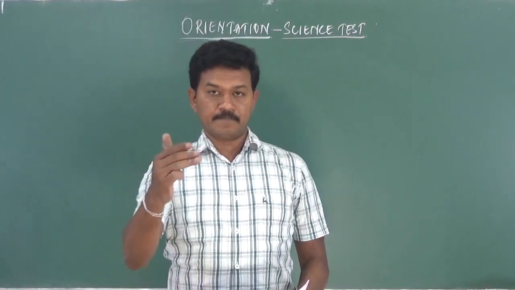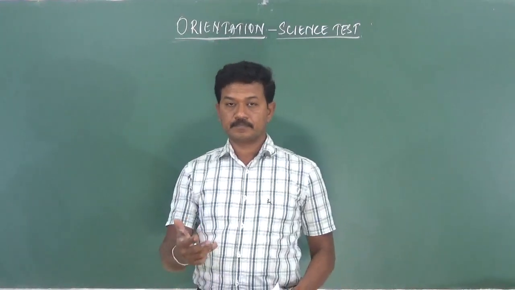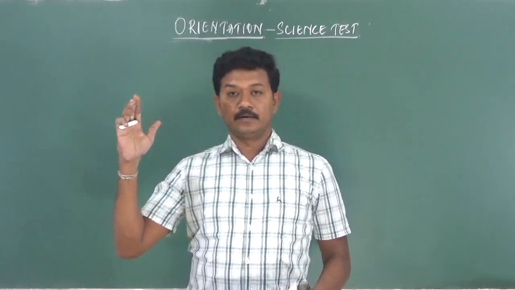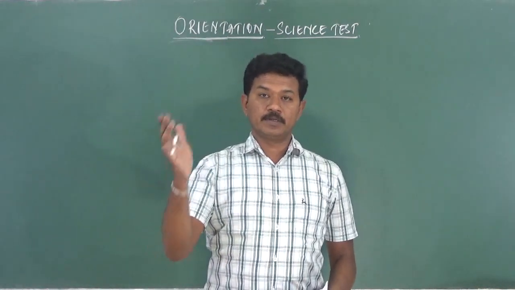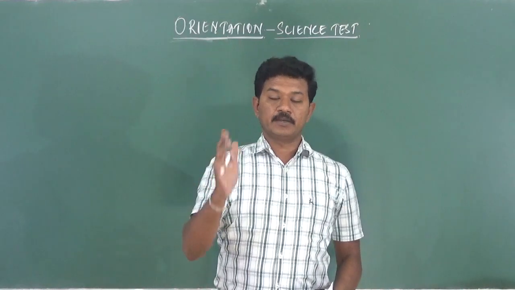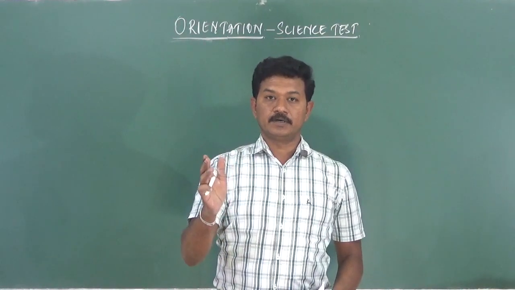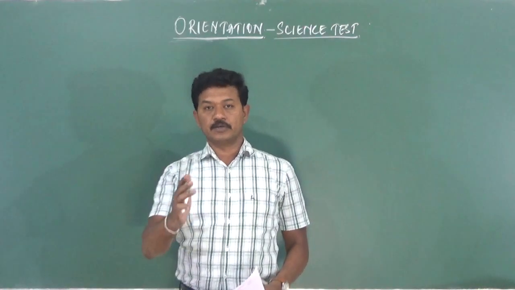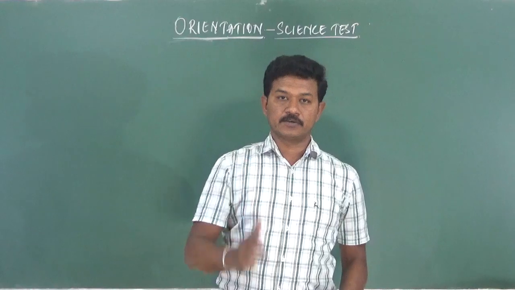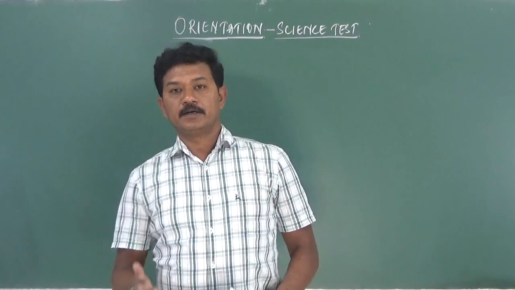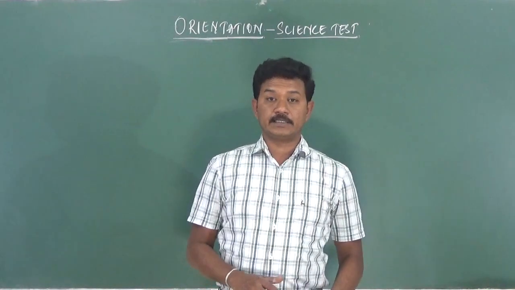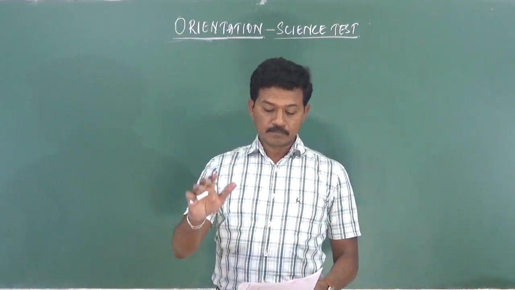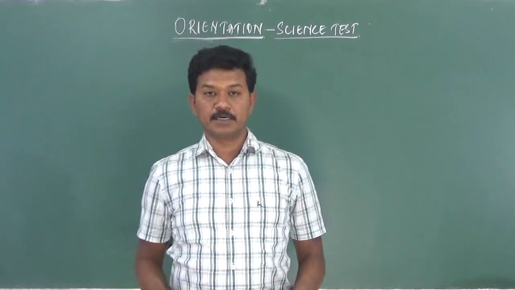So yesterday you had written a science unit test on light. Starting from types of mirrors, concave mirror, convex mirror, magnification, laws of refraction, numericals on mirrors and numericals on refraction of light, including the numericals on refractive index. These were the topics covered in the test. The test was given for 30 marks.